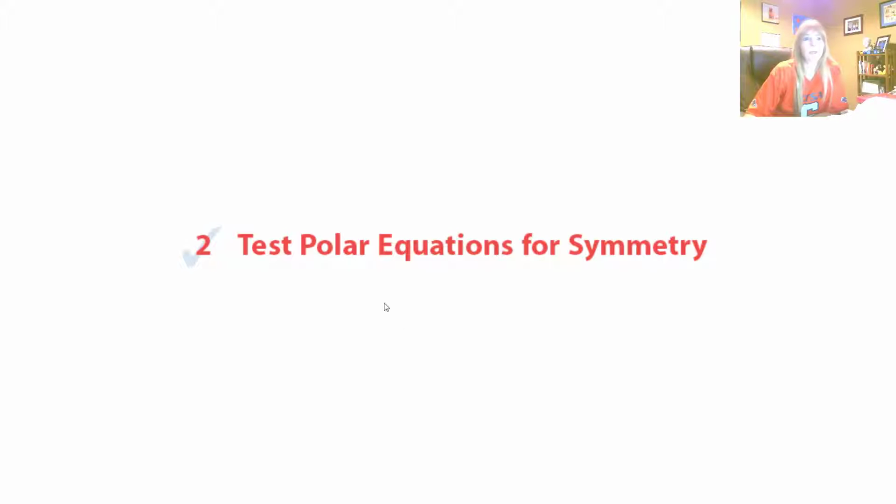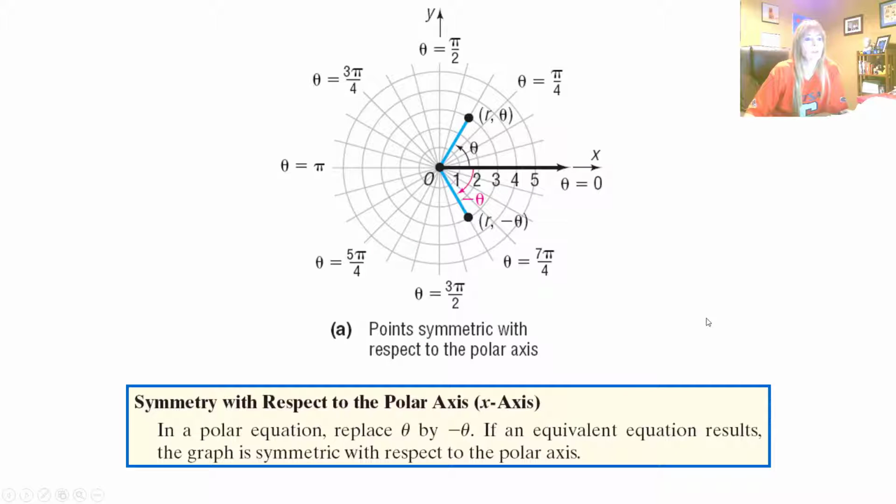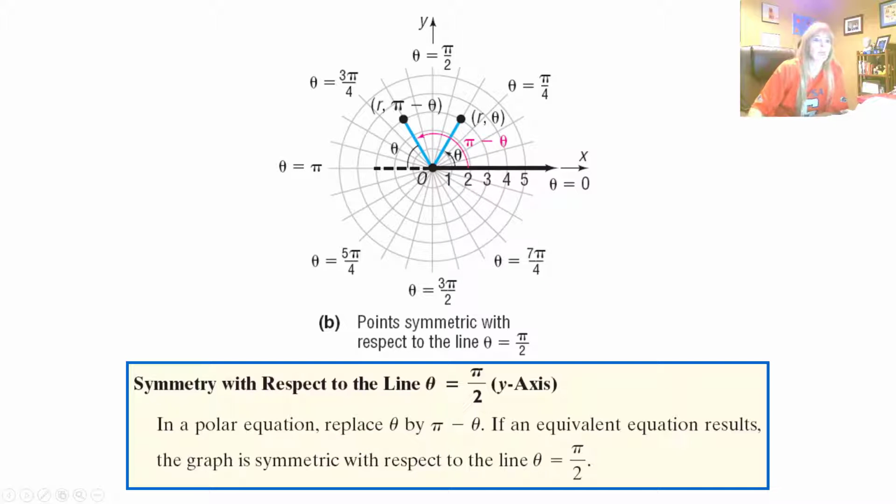So let's look at how we can test polar equations for symmetry. If I have something that's symmetric with respect to the polar axis, in other words my x-axis, my angle just becomes negative. If I have symmetry with the line theta equals pi over 2, remember that's 90 degrees, I replace my theta by pi minus theta, right? Because you know this whole distance is pi.